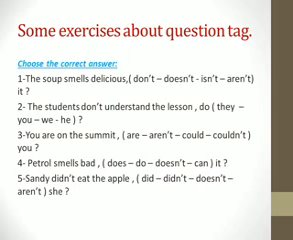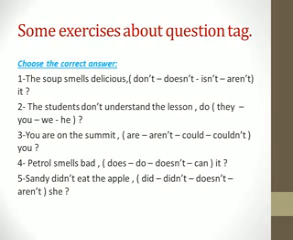Number 2. The students don't understand the lesson. Do they, do you, do we, do he. The subject of the sentence is the students and it's plural. So the correct answer is they. Number 3. You are on the summit. Are you, aren't you, could you, couldn't you. There is a part of verb to be in the sentence. So we will use it in the tag and the answer will be aren't.